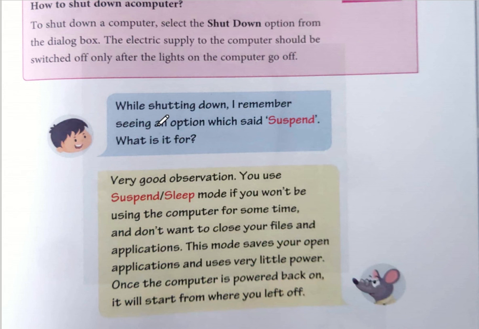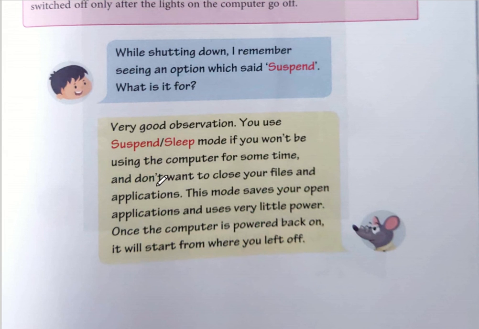Same thing here, Tejas is asking, while shutting down a computer, I remember seeing an option which said suspend. What is it for? Then Moses is replying, very good observation. You use suspend or sleep mode if you won't be using the computer for some time and don't want to close your files and applications. This mode saves your open applications and uses very little power. Once the computer is powered back on, it will start from where you left off.